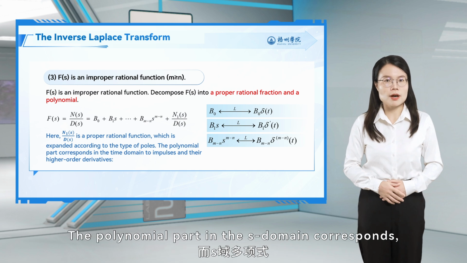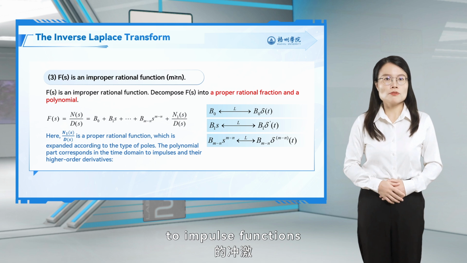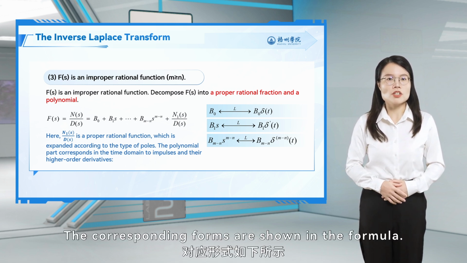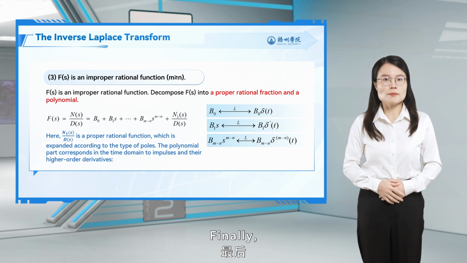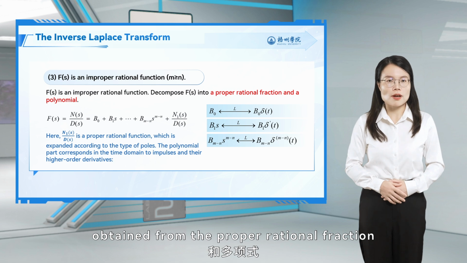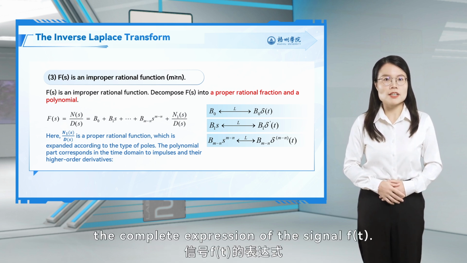The polynomial part in the S domain corresponds, in the time domain, to impulse functions and their higher-order derivatives. The corresponding forms are shown in the formula. Finally, by adding together the time domain expressions obtained from the proper rational fraction and from the polynomial part, we obtain the complete expression of the signal f(t).